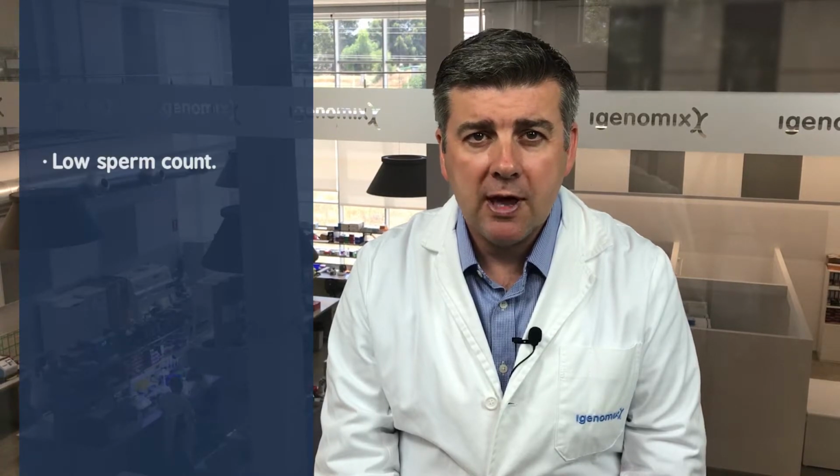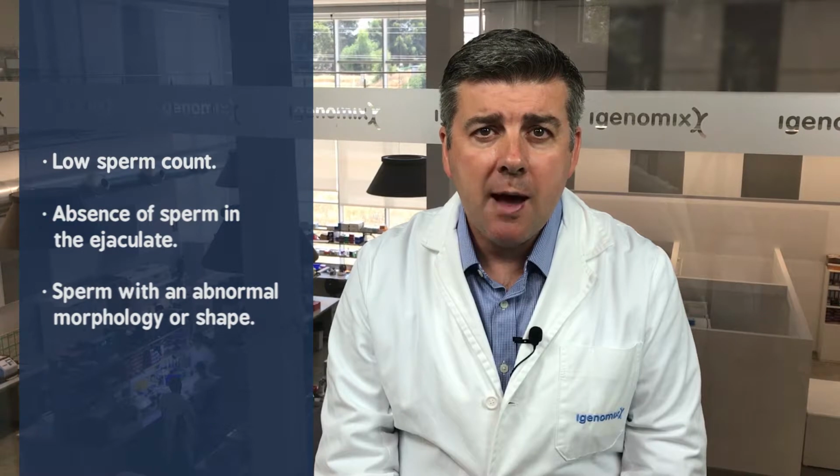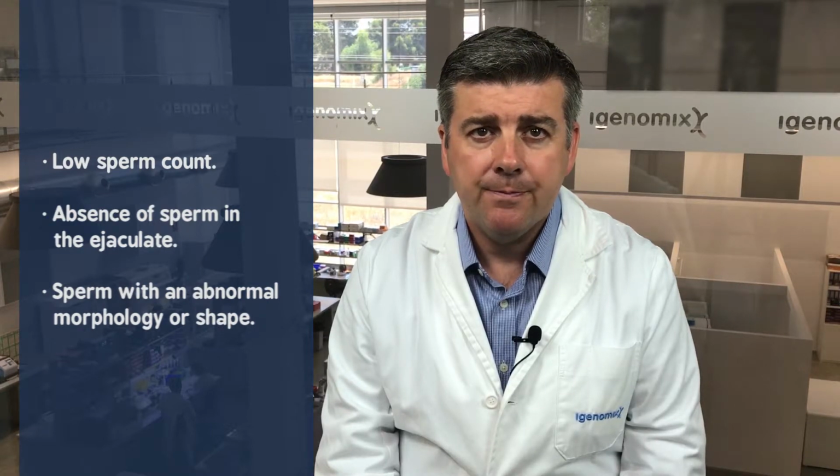Patients with the highest risk of producing sperm with an abnormal number of chromosomes are those whose semen analysis results are abnormal. For example, a low sperm count, absence of sperm in the ejaculate, or sperm with an abnormal morphology or shape. The risk is also higher in couples who have suffered miscarriages, who've not become pregnant after several cycles of assisted reproduction treatment, or who've had previous pregnancies with a chromosomal abnormality.